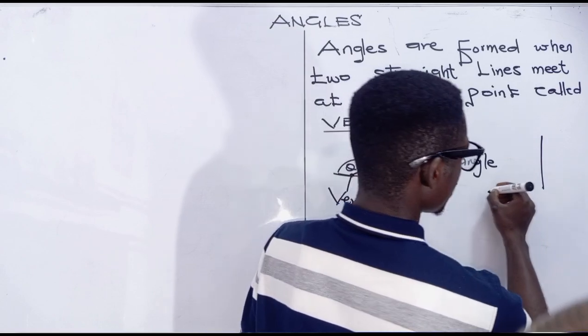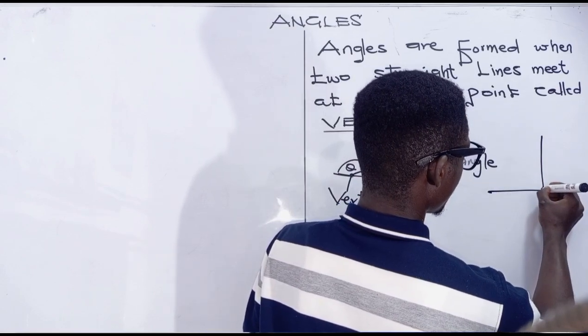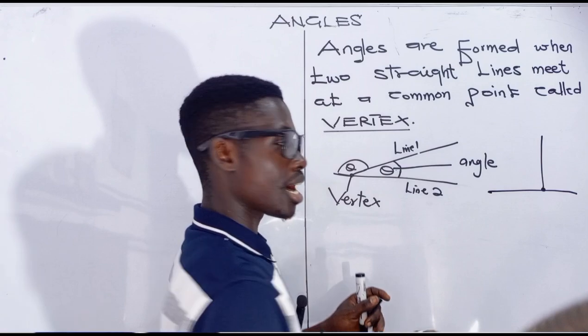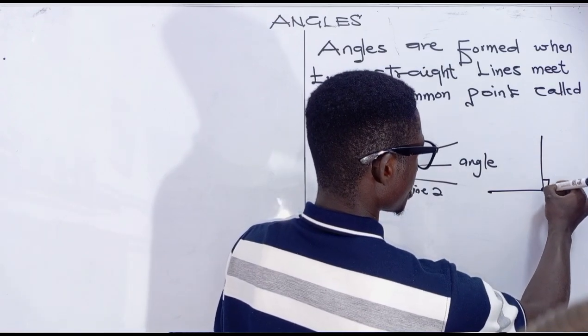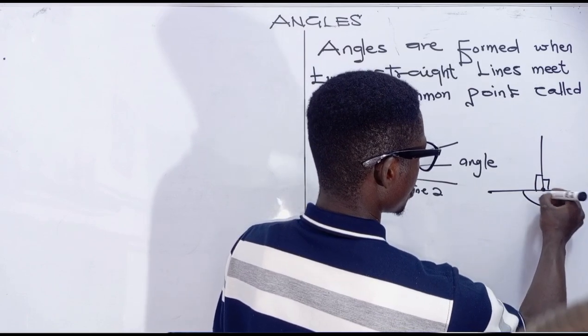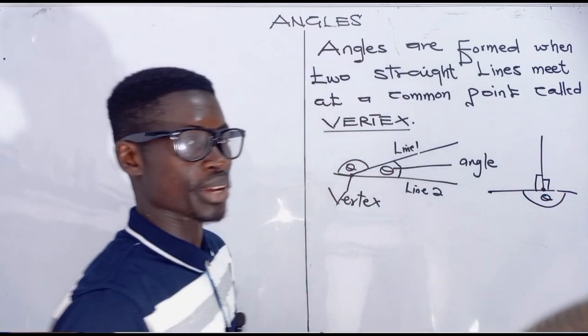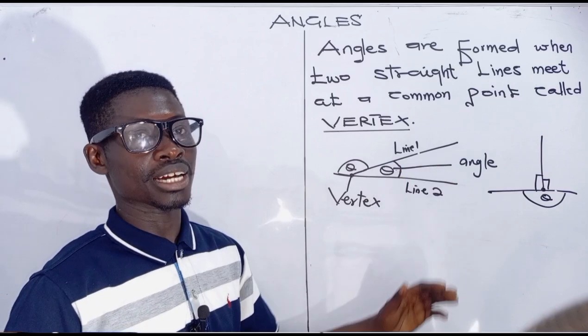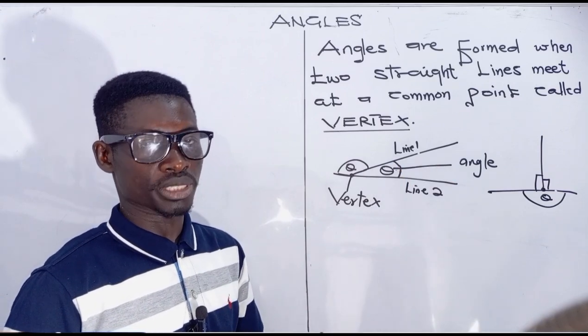Similarly, when you have, let's say, a vertical line meeting a horizontal line at this very point, which is called the vertex, angles are being formed. An angle is formed here, an angle is formed here, and then an angle is also formed at this very part. So this is how angles are being formed.